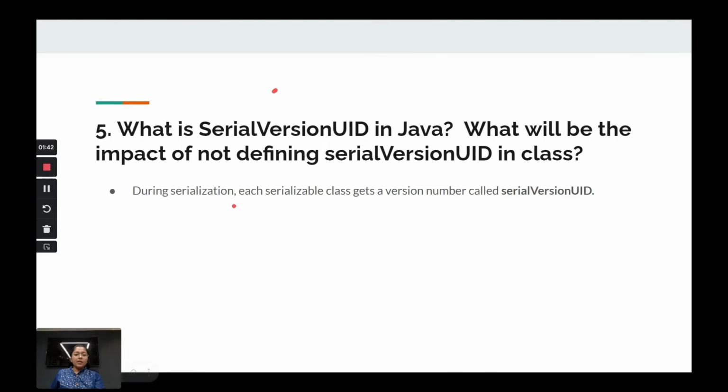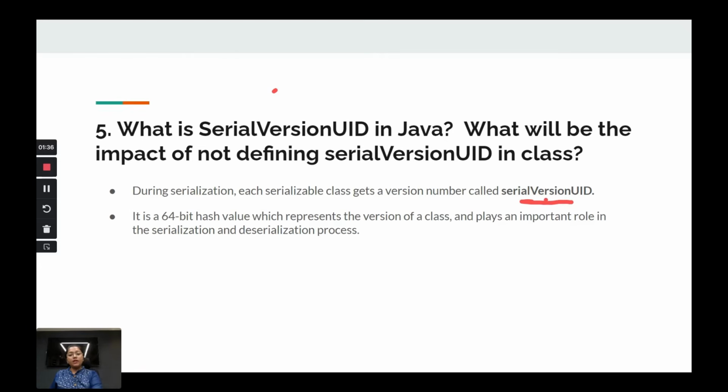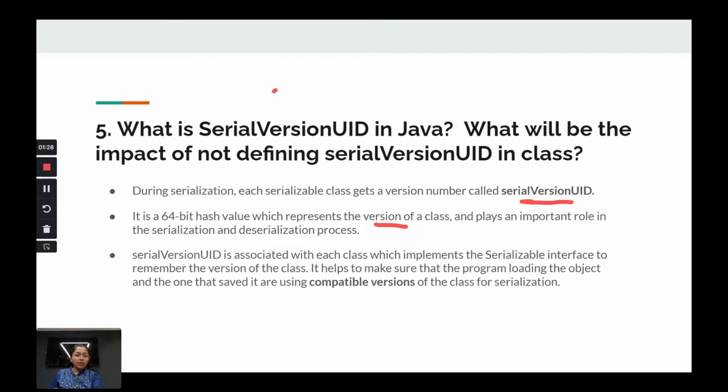So during serialization, every serializable class will get a version number, which is called the serial version UID. It is a 64-bit hash value which represents which version of the class it is. And it plays an important role in this entire process. What is the role? So this serial version UID, which is associated with each class that implements the serializable interface, remembers the version of the class. Why do we need to know the version of the class? So that we know that the program which is loading the object and the one which saved it, who is saving it? The program who is saving it. When we are doing serialization, then we are saving the state of the object. We are persisting the state of the object.